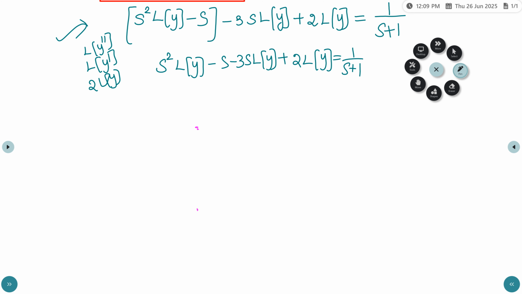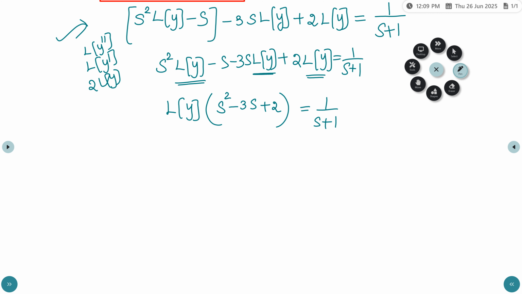Now taking L of y as a common term. So L of y is a common term, L of y into, after taking L of y, what will be the remaining? S square. Then here L of y is taken as a common term, minus 3s. Here L of y is taken as a common term, remaining is 2. Then what about the right hand side here? 1 by s plus 1.